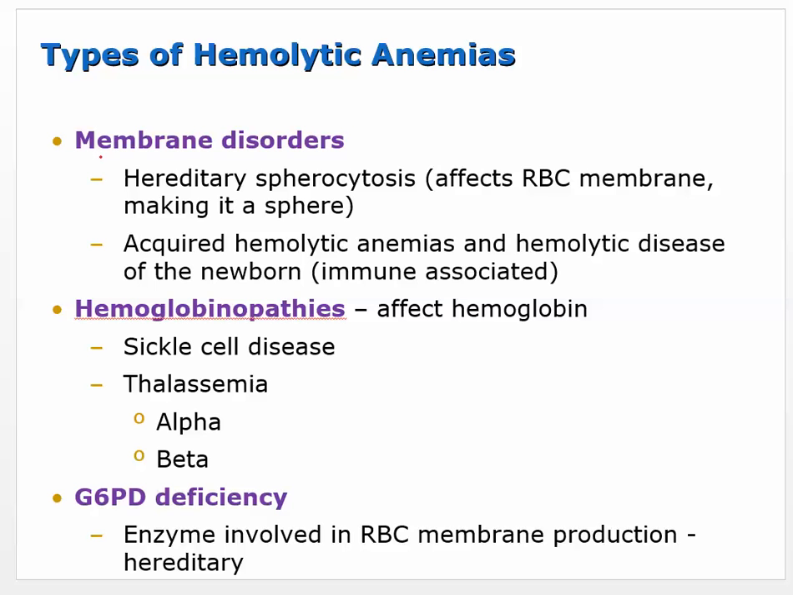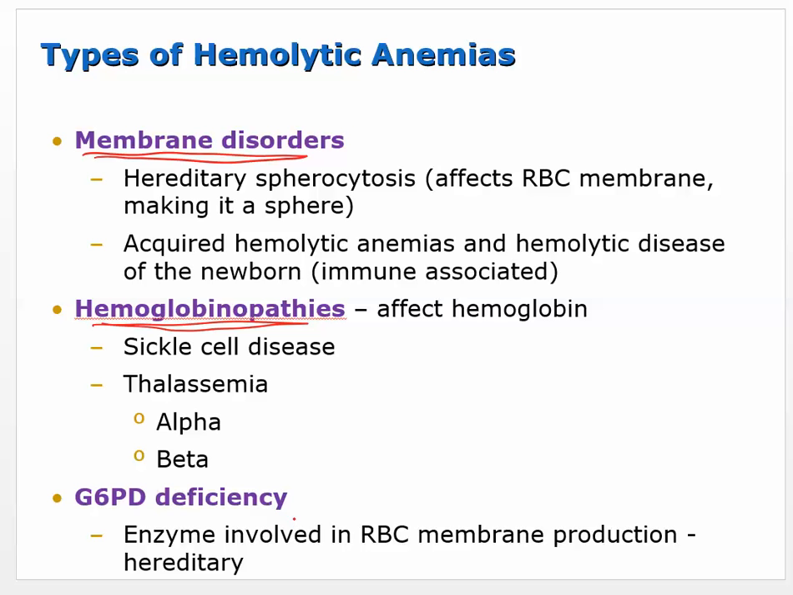Okay, so types of hemolytic anemias. If we look at these, membrane disorders, that means our membrane is failing us. Hemoglobinopathies means that there's a problem with the hemoglobin to begin with, which could tend to also weaken it or change the shape of it. And then there's this thing called G6PD deficiency. Now, this is the most common hereditary hemolytic anemia.